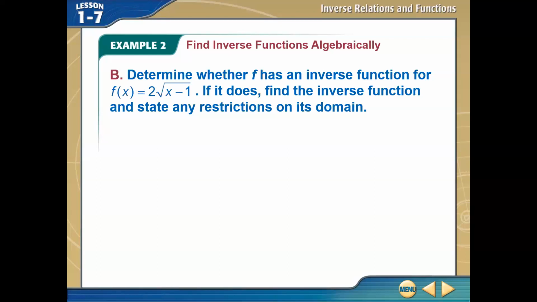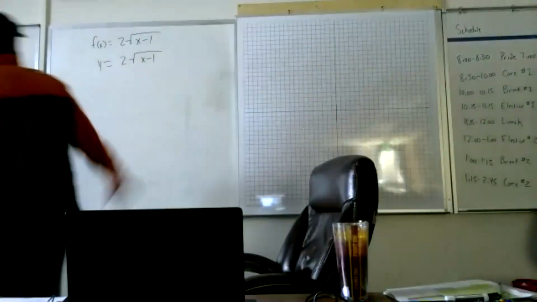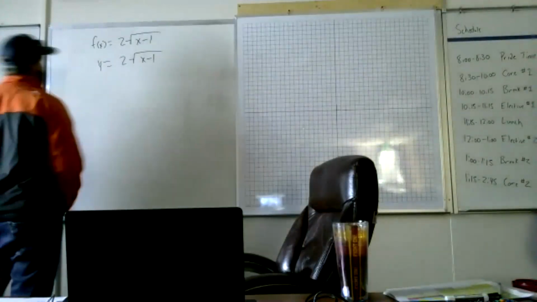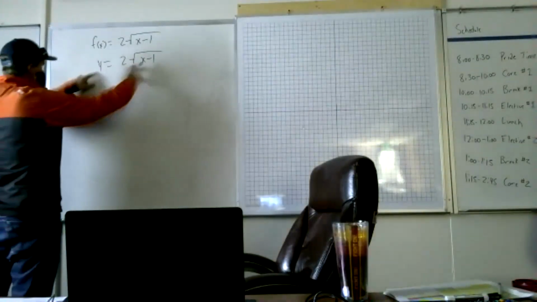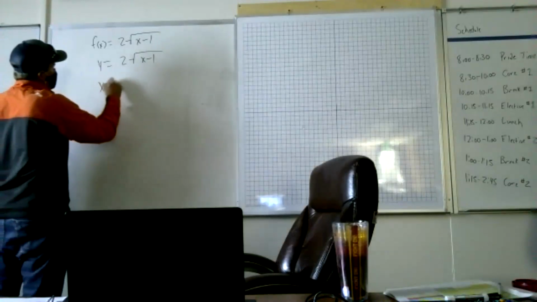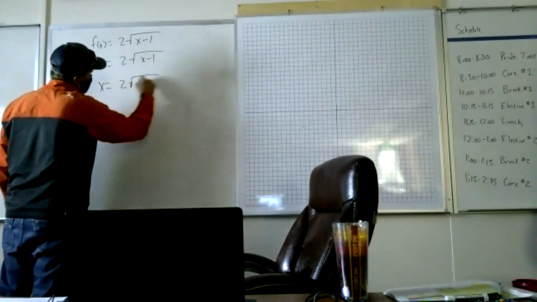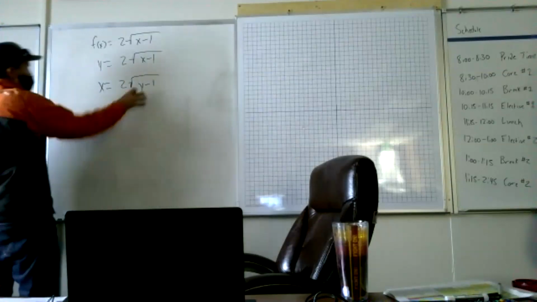Okay, first step, we have f of x is equal to 2 square root x minus 1. Replace it with y. And then we want to begin to solve for y. So in this case here, I just rewrote y. Switch your variables. So x is equal to 2 times the square root of y minus 1. Okay, now I can solve for y.